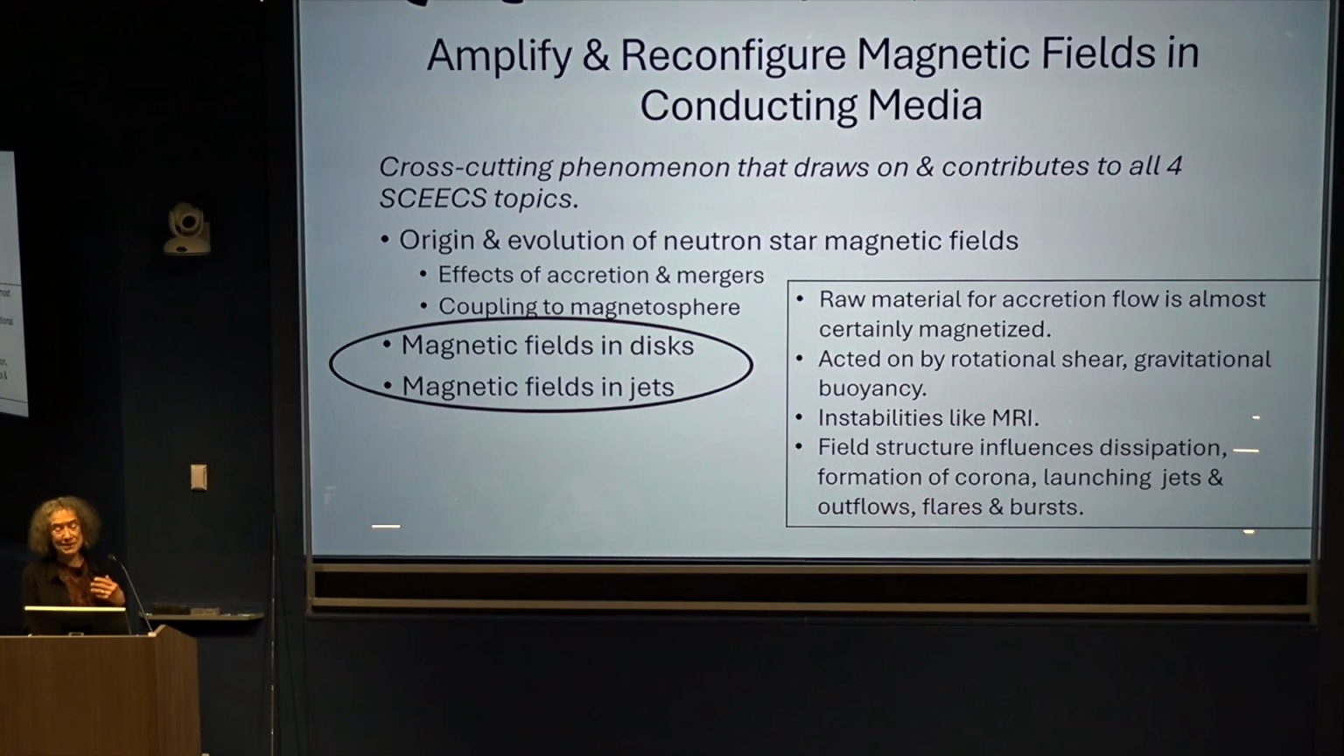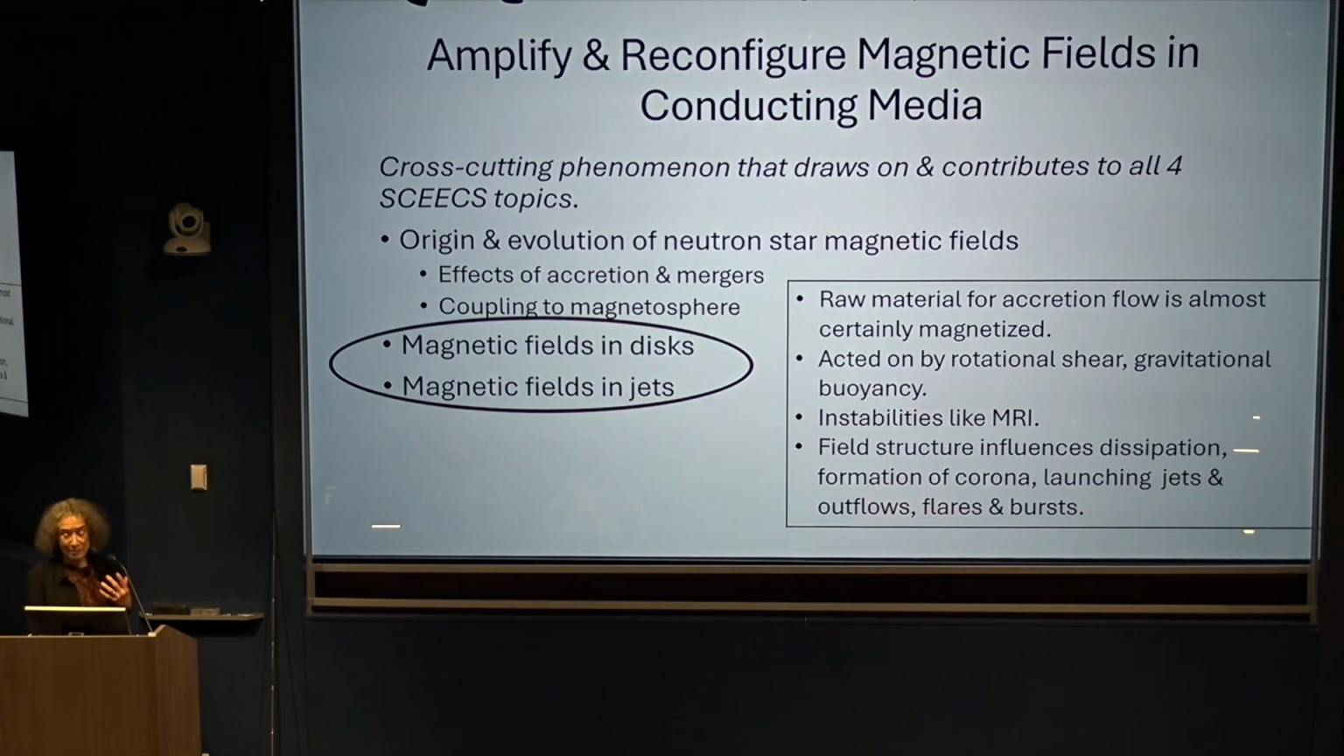So this is a cross-cutting phenomenon that both draws on and contributes to all the four Skeeks topics that Roger mentioned yesterday. So it's key to the origin and evolution of neutron star magnetic fields, the effects of accretion and merger, the coupling of neutron star surfaces and interiors to the magnetosphere. I'll be talking primarily about magnetic fields in disks and jets.